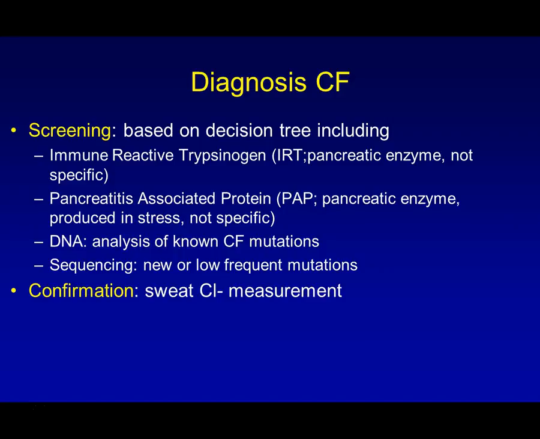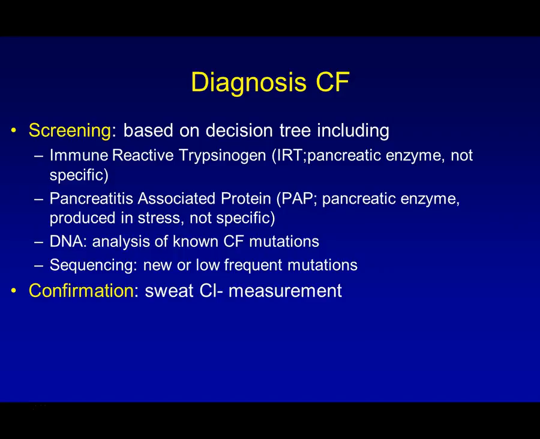When either one or two of those is elevated, there's DNA analysis. First there's analysis of known CF mutations and if they do not explain the increased IRT or PAP, then there's sequencing, which is a screening for new or low frequent mutations.